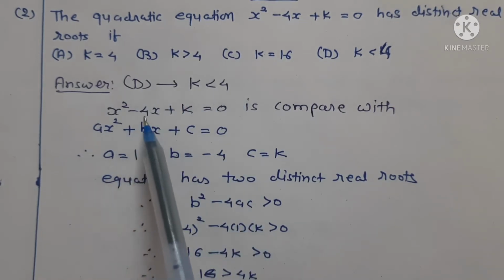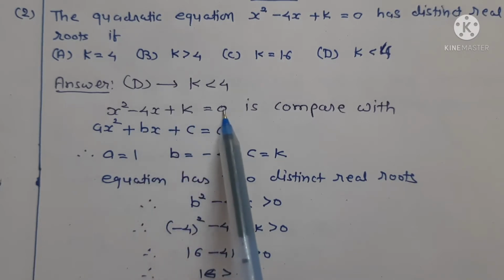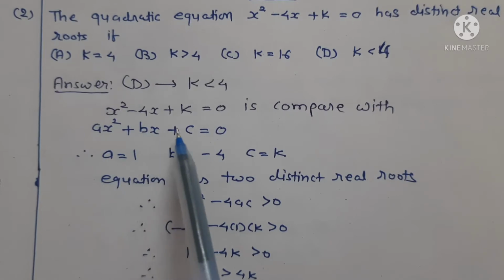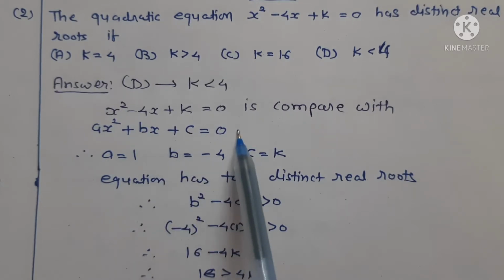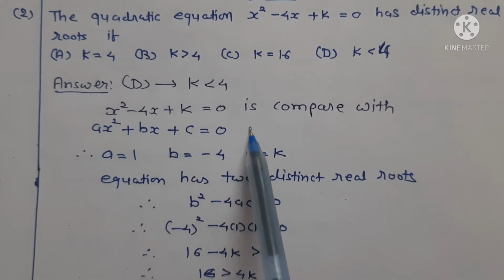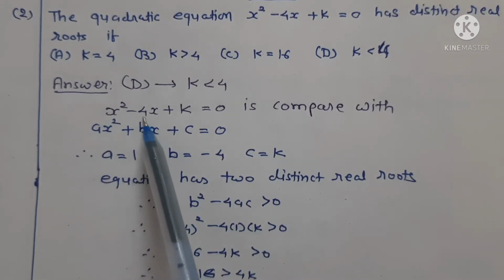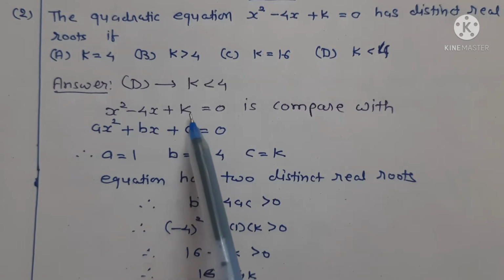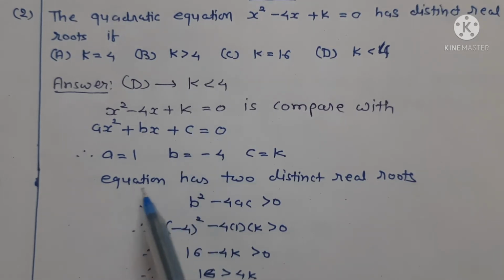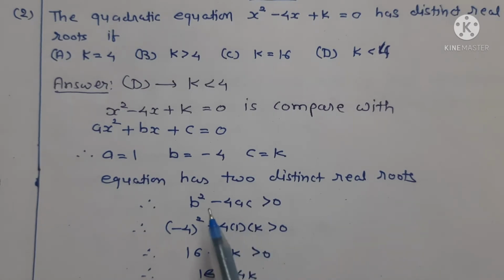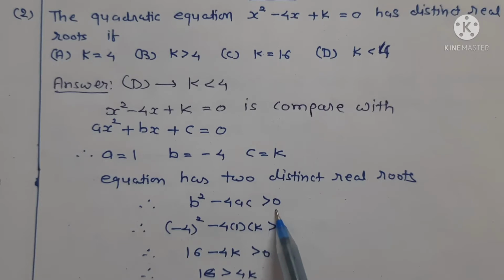x square minus 4x plus k equal to 0, compare with ax square plus bx plus c equal to 0, which is the standard form of the quadratic equation. Therefore a equal to 1, b equal to minus 4, c equal to k. The equation has two distinct real roots. So we know that the formula, discriminant b square minus 4ac, is greater than 0.